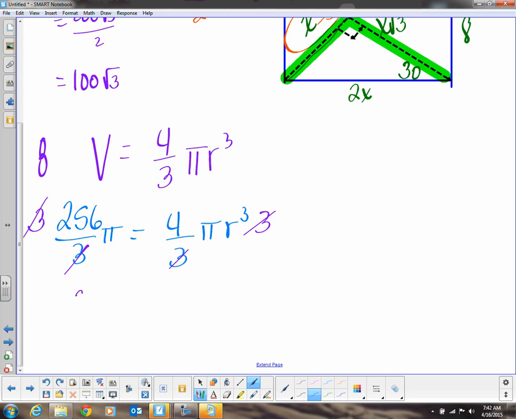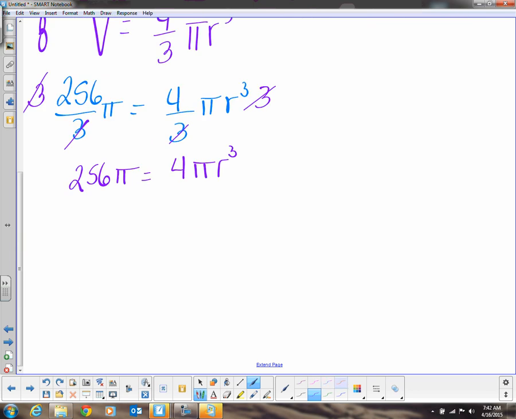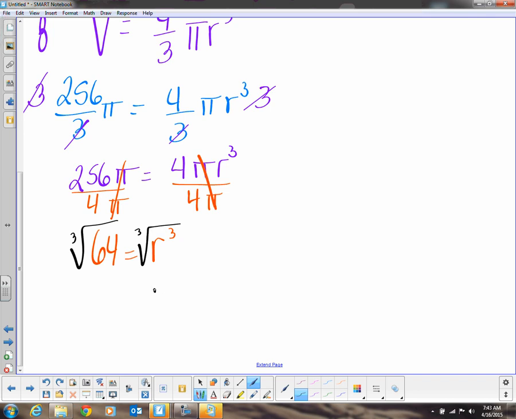So now we have 256 pi equals 4 pi r cubed. Now what do we do? Divide by 4 and by pi. What happens to the pi's on both sides? All right, 256 divided by 4, thank you. 64 equals r cubed. How do we undo a cube? Cube root. And cube roots give you only one answer, either positive or negative, you do not get both. So the radius is 4.